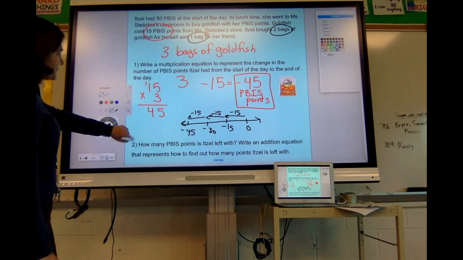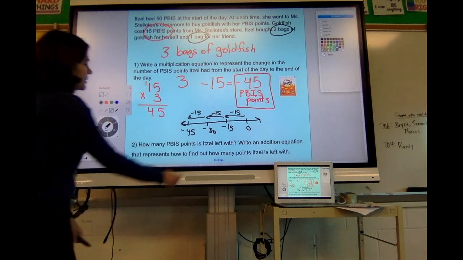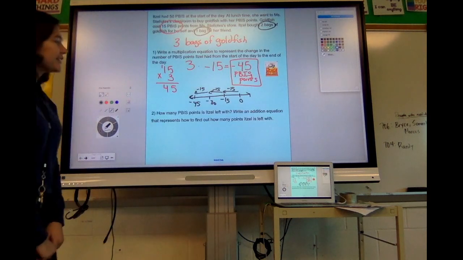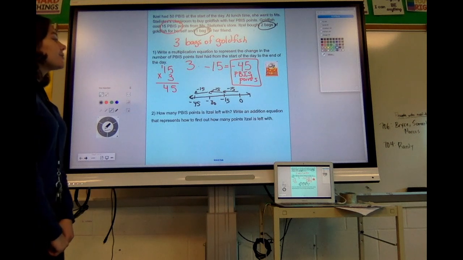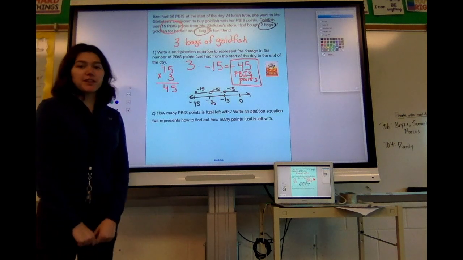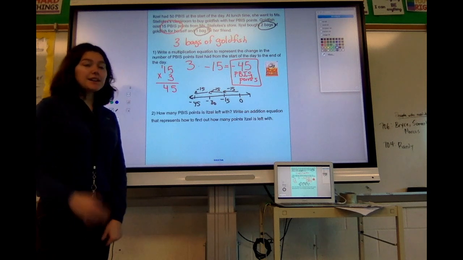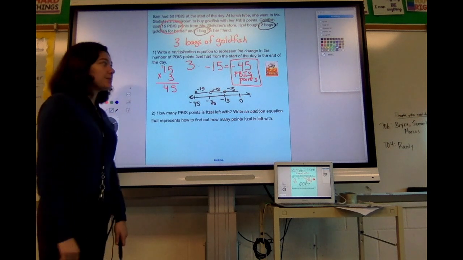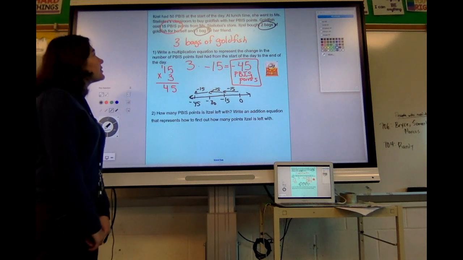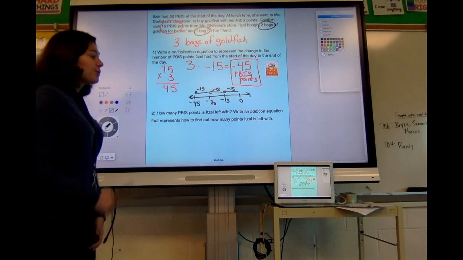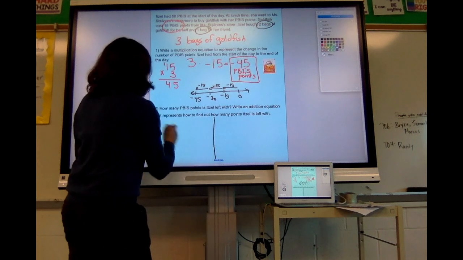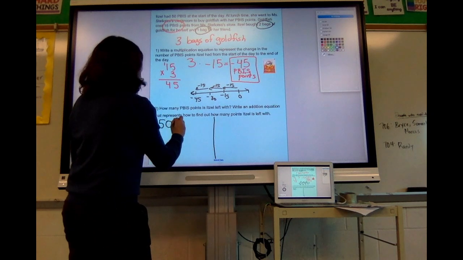Then I have a second question. Second question is, how many PBIS points is Itzel left with? Write an addition equation that represents how many points Itzel is left with. So we might just think about a subtraction. You might be inclined to do 50 minus 45, which would work. I'm going to write that down. 50 minus 45 is going to give us our answer.